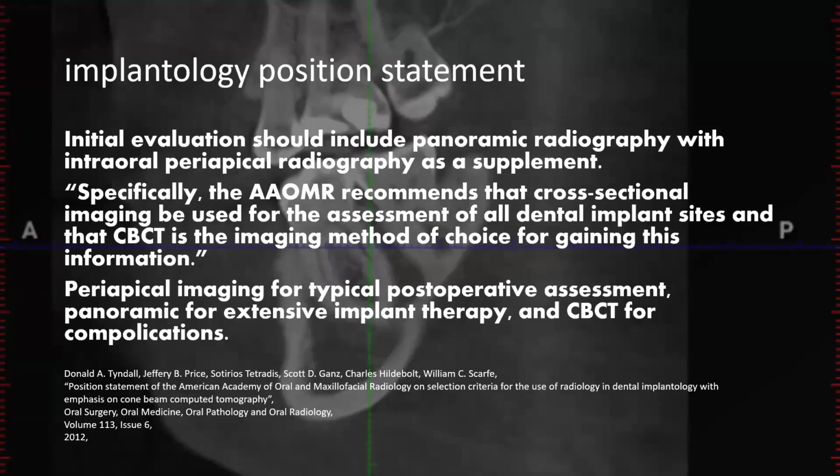If I want to summarize what they say, they do recommend cross-sectional imaging, meaning 3D imaging and looking at the cross-section of the arch to see where that bone is, for assessing all implant sites. And that should be the method of choice. If we compare cone beam CT with medical CT, before cone beam CTs were so popular, a lot of surgeons were sending patients out to a physician to get a medical CT. As I've told you, that's on average about 10 times the dose, and so that's more dose than is needed. They do recommend periapical imaging for postoperative assessment, panoramic for excessive, and then CBCT for, nice misspelling here, complications.